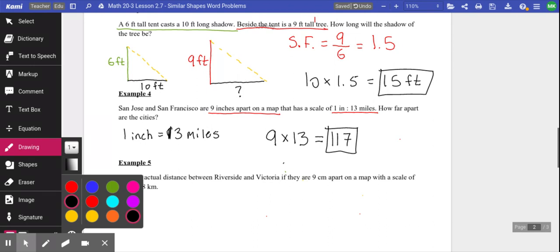That sounds like it's bigger than it actually is. So I feel like those cities are closer than that.